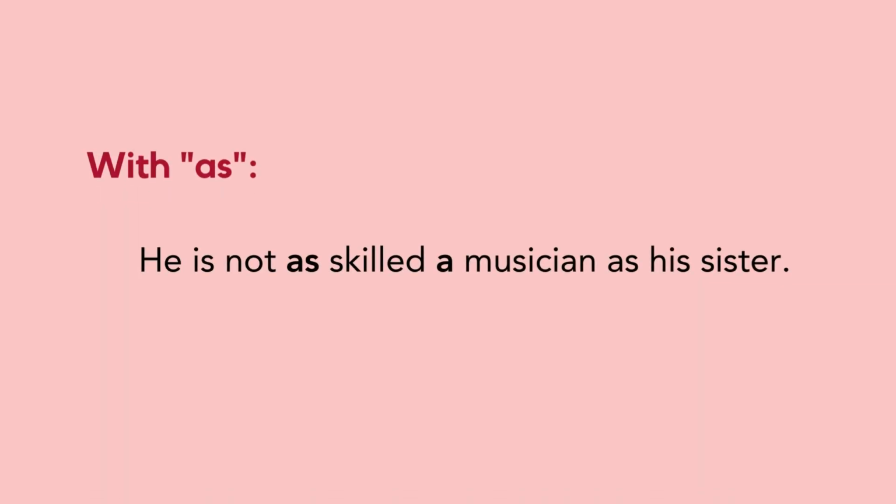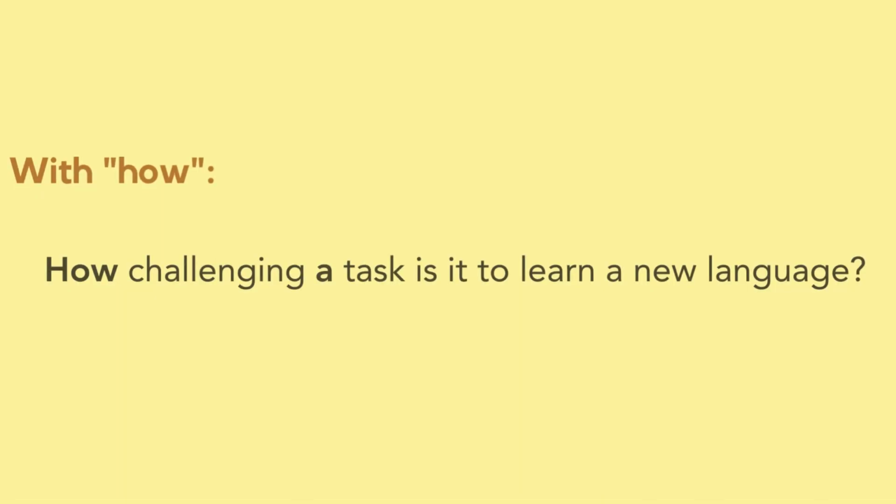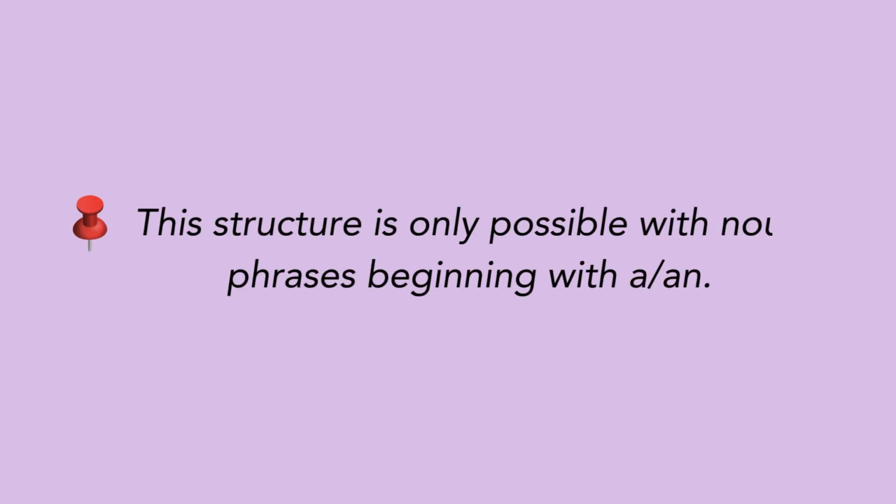The same structure is possible with as, to and how. With as, like: he is not as skilled a musician as his sister. With to, like: it was too difficult a decision to make. With how, like: how challenging a task is it to learn a new language? But notice that this structure is only possible with noun phrases beginning with a or an.